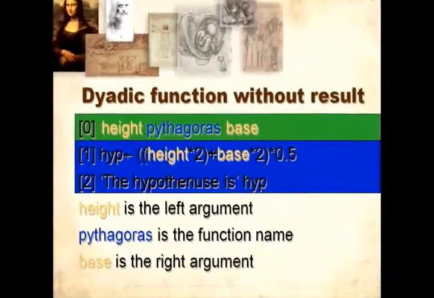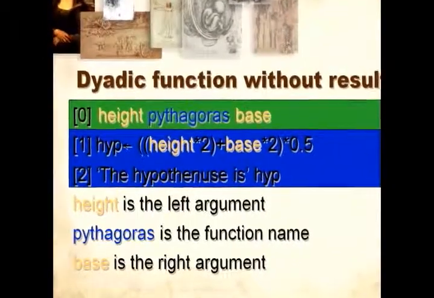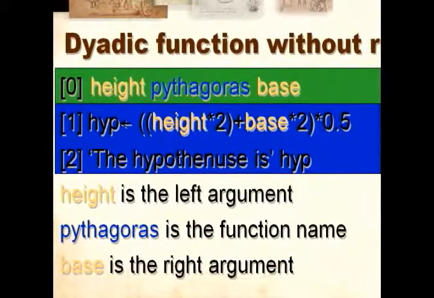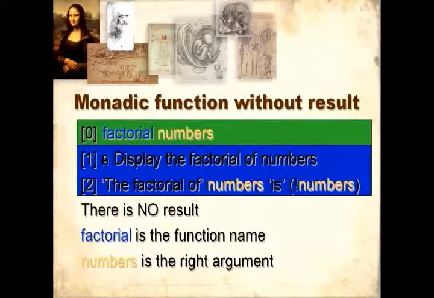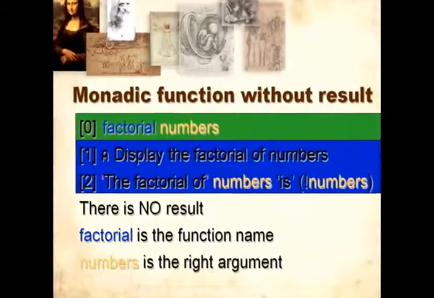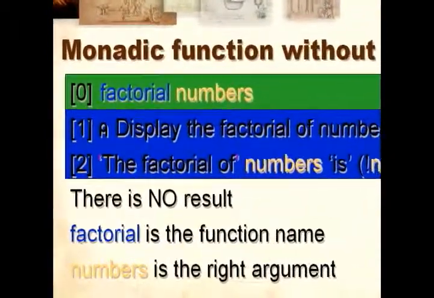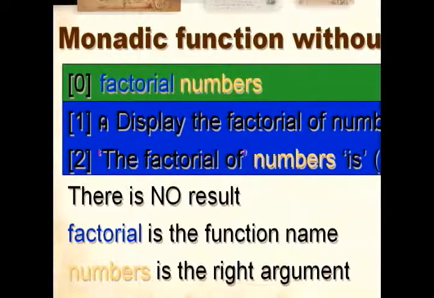Here's an example of a function that doesn't return any result. It's a dyadic function. There's a left argument, there's a right argument, but there's no result. Even though on line 1 the result is assigned to variable hyp, this is not returned by the function. On line 2 a message is displayed, but no result is returned. Here's an example of a monadic function that doesn't return a result. It takes a right-hand argument, again does not return any result. Line 1 is a comment, line 2 displays a message, and there are no results returned.